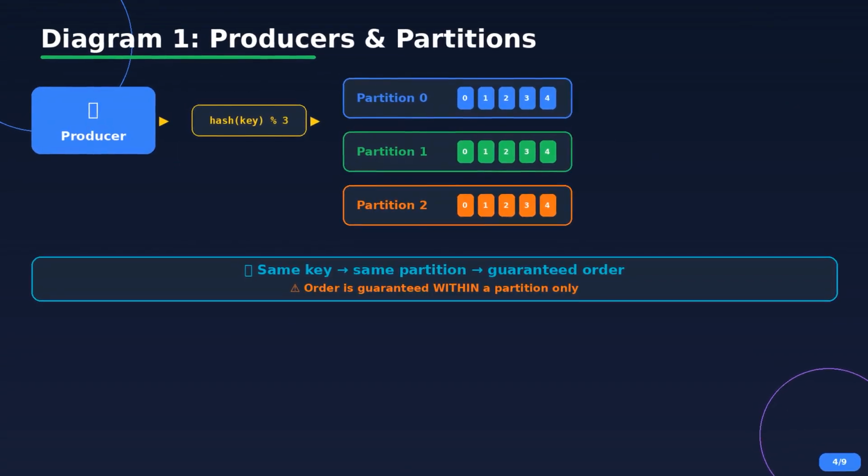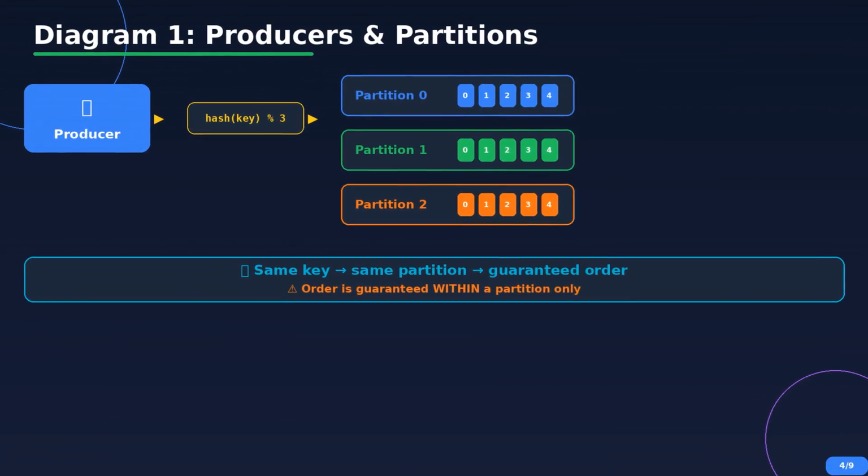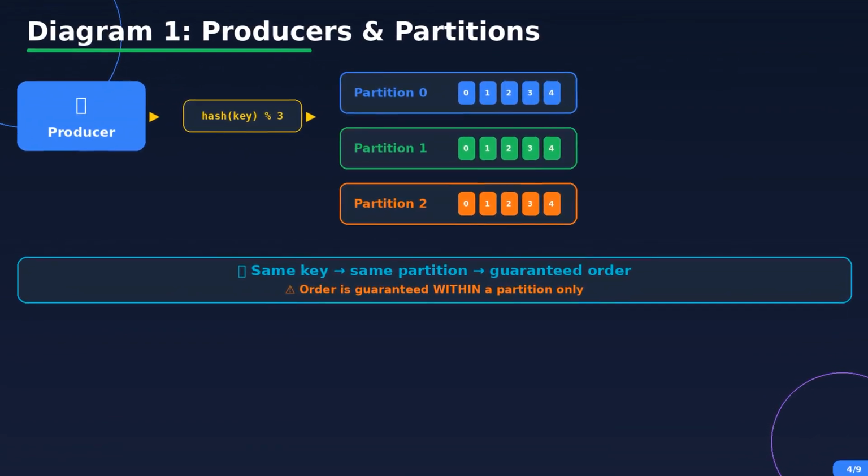First diagram. How do producers send messages to partitions? Say you have a topic called orders with 3 partitions, 0, 1, and 2. When a producer sends a message, it can specify a key. Kafka hashes the key to decide which partition gets the message. For example, using user ID as the key means all orders from the same user go to the same partition. This guarantees ordering per user.